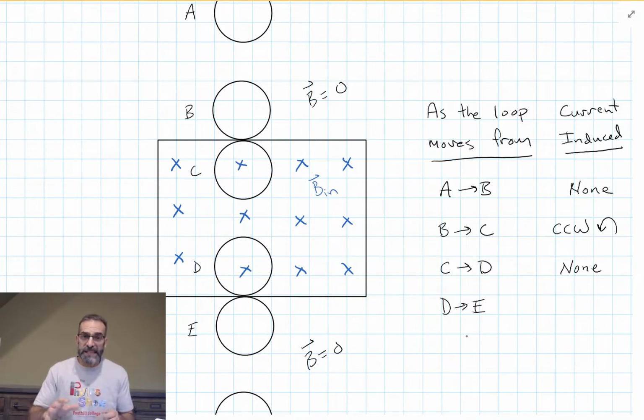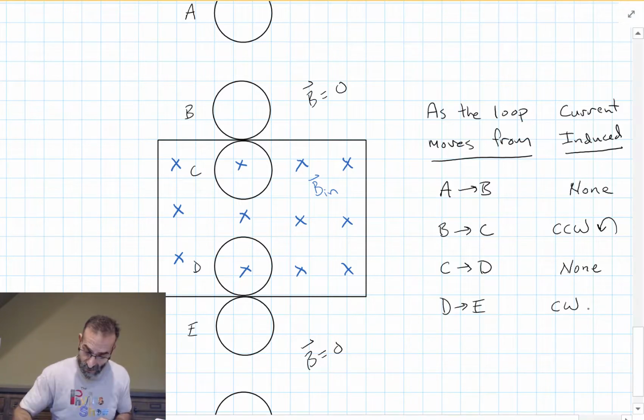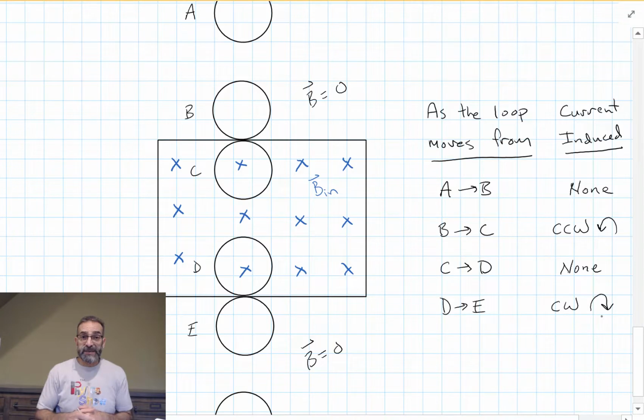All we care about is what's happening on the interior of the loop. We don't care about what's happening outside the loop. During this transition from D to E, the induced current is in the clockwise direction.